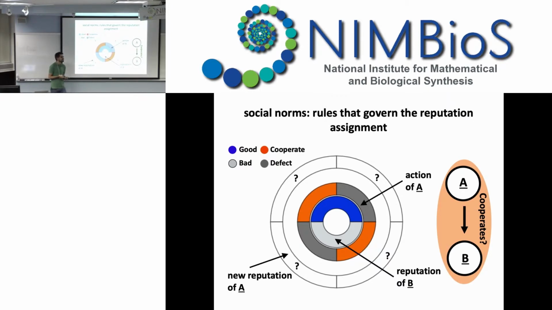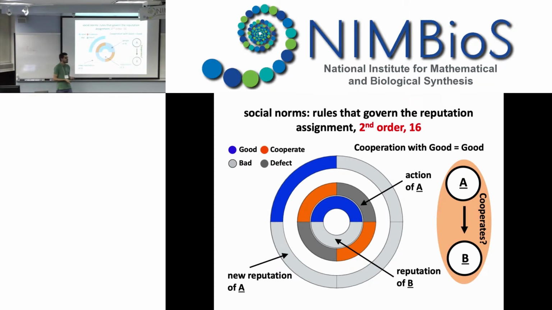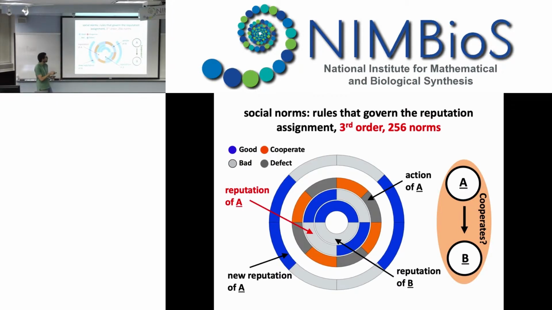So we can think about one norm saying that everyone that cooperates will have a good reputation. Or we can be more specific and say that only those that cooperate with the good will have a good reputation, all else is considered bad. So these are the so-called second-order norms. They are relying on two pieces of information, one action and one reputation. But we can include more information. We can include also the information about the reputation of the donor. These would be the third-order norms, relying on three pieces of information.